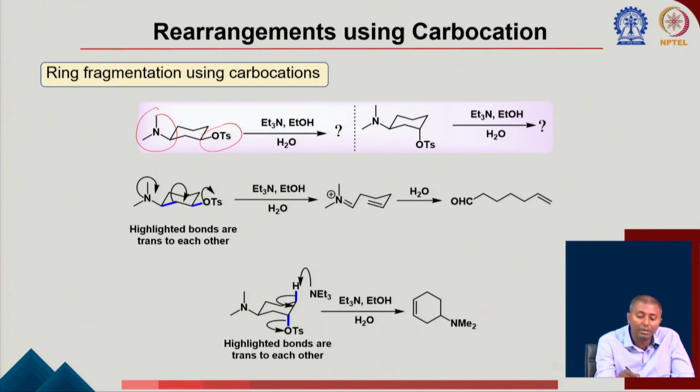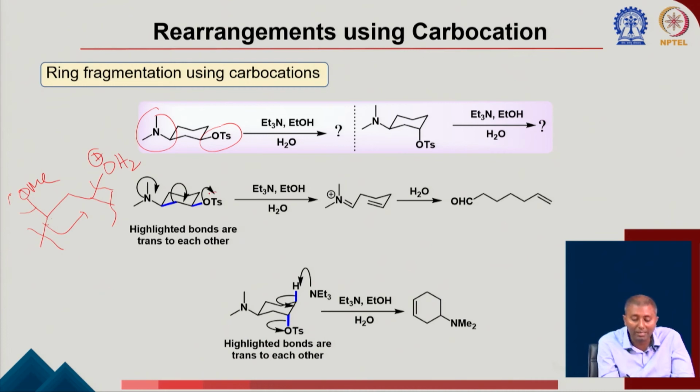We have another example of a ring fragmentation, where you have an N,N-dimethyl group here and an OTs group here. As I said previously, you have seen an example where you have an OMe group here, and after one carbon you have an OH group. That was allowing you to do a lot of this chemistry. Once you have a carbocation here after the OH elimination, this can allow migration. Now here we have an NMe2 group, and very similarly the same thing is happening.